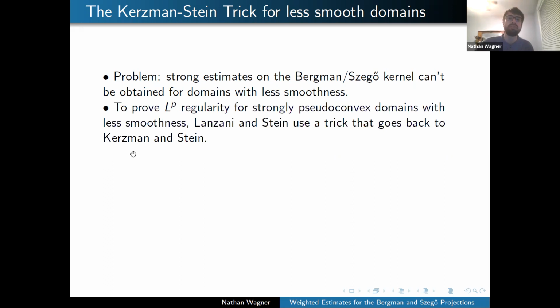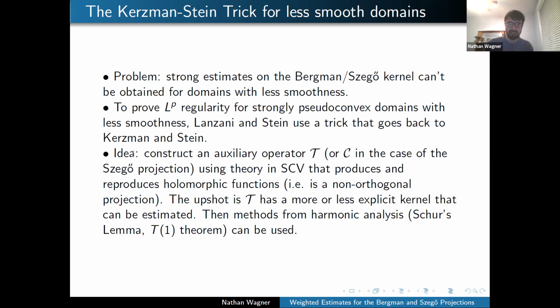And to prove the LP regularity for these domains, Lanzani and Stein use a trick that goes back to Kerzman and Stein. The idea of this trick is you construct some auxiliary operator. I'll call it T in the case of the Bergman projection, and I'll call it C, for Cauchy integral, in the case of the Szegő projection. And this really is like a Cauchy integral in that you're using some theory in several complex variables to get an operator that produces and reproduces holomorphic functions. It's in fact going to be a non-orthogonal projection.